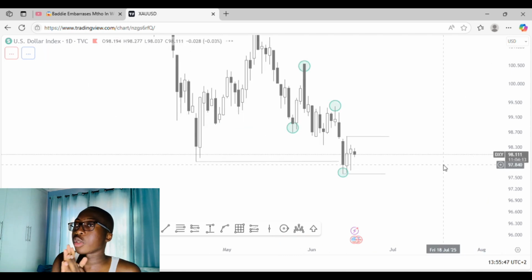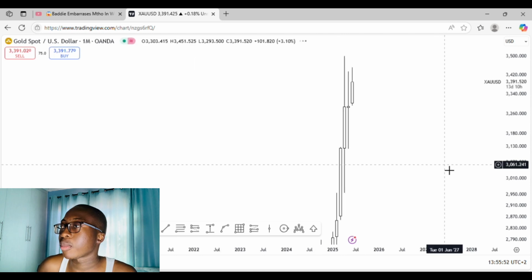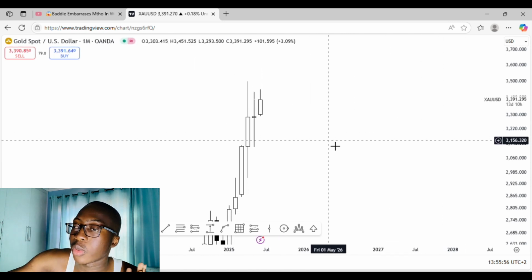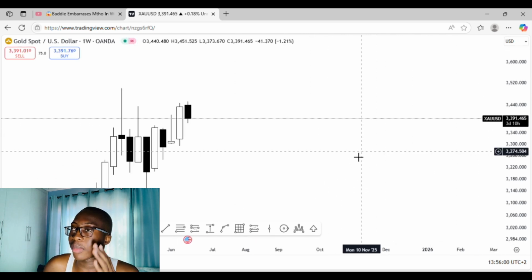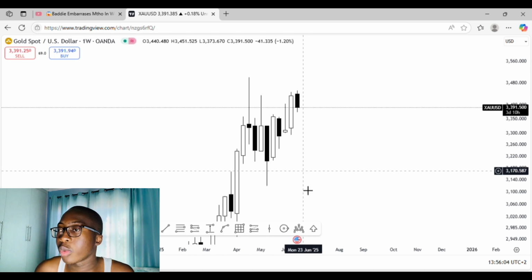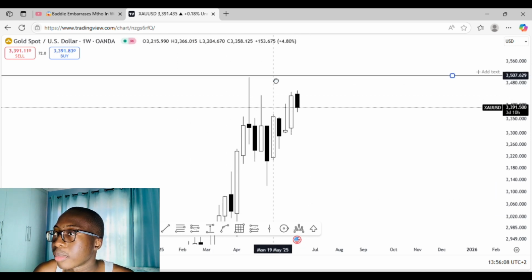So now approaching gold, obviously we have to start on our monthly chart. As you can see on our monthly chart, guys, there's nothing that I can do. So what do I do? I move to my weekly. As I move to my weekly, what am I looking for? I am first looking for my high and my low. My high will always act as my resistance, which is this one there.